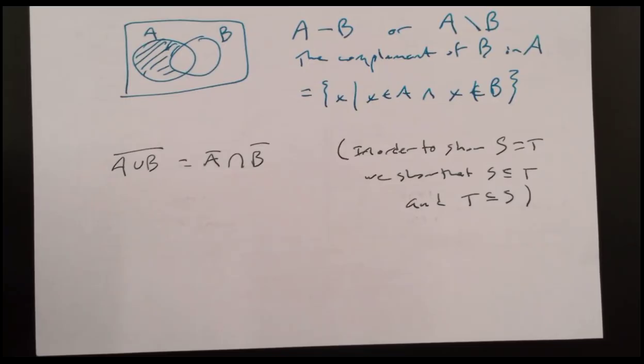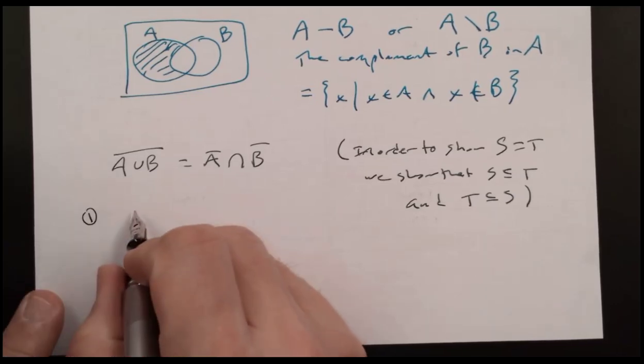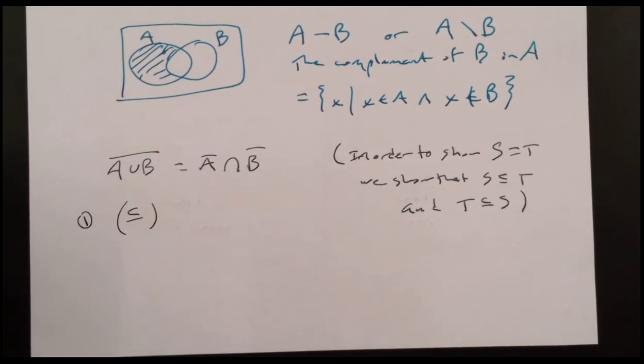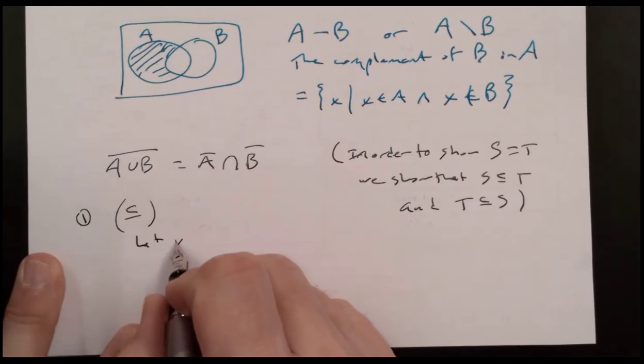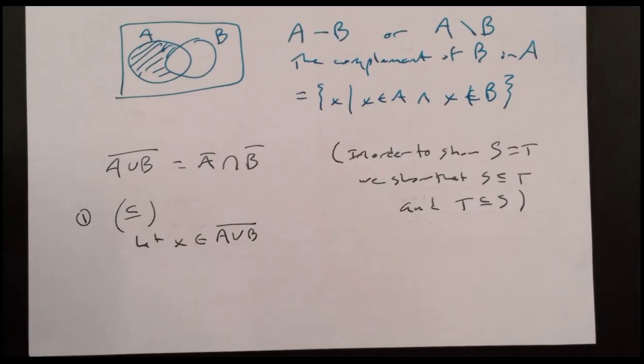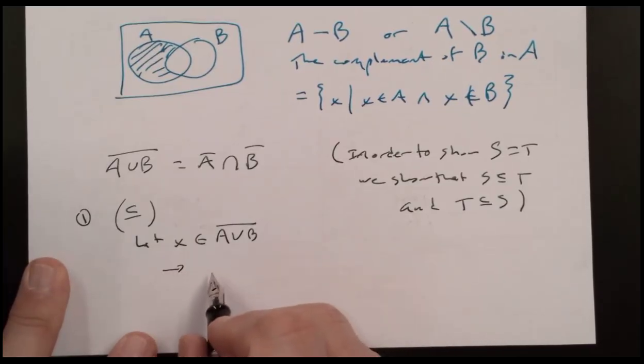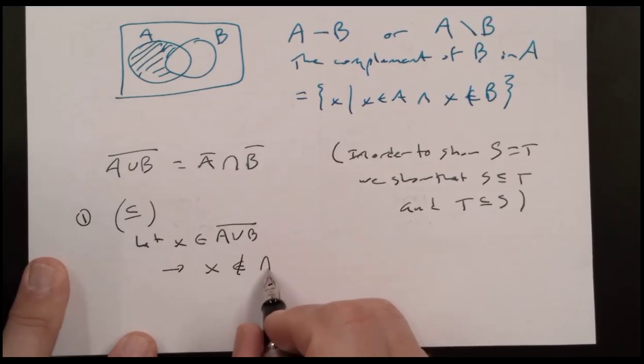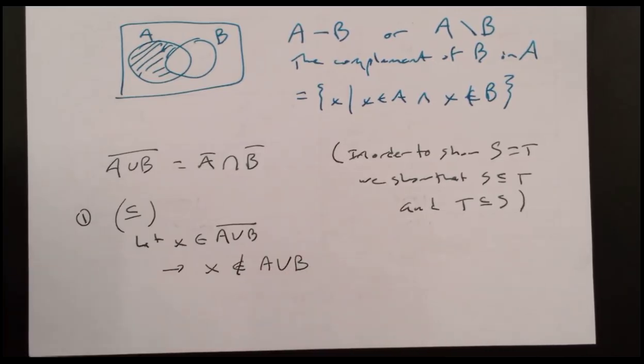So let's pick one direction. I'm going to first show this direction. I haven't shown it yet, but that's what I'm going to try to do first. So I'm going to pick something in this set. Let X belong to this set. But that's a complement, and if it's a complement, that means that X does not belong to A union B.